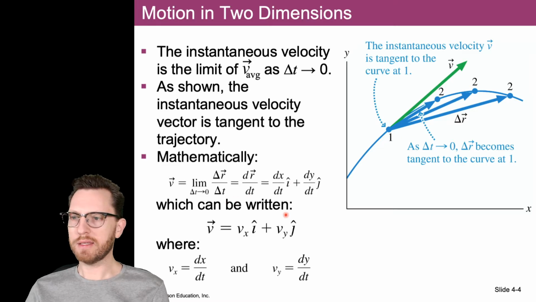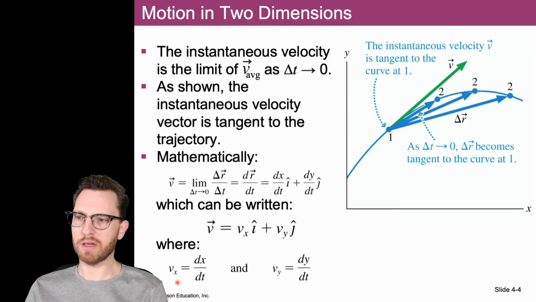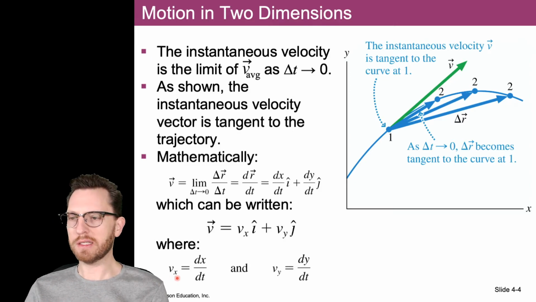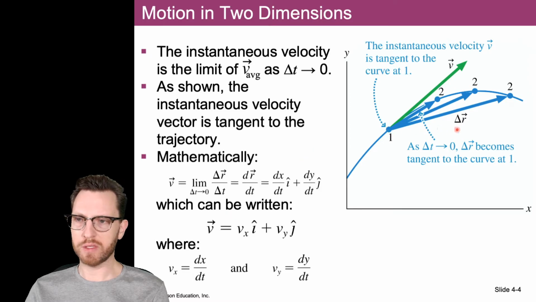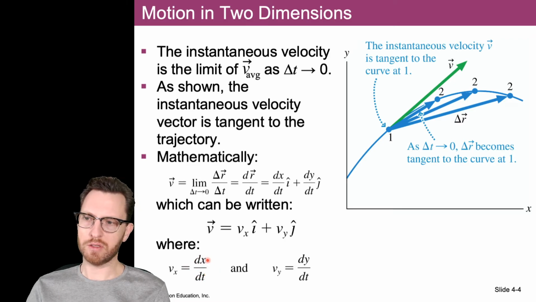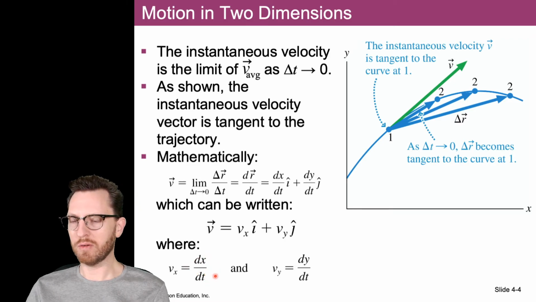We can write this simply as the velocity is equal to vx i plus vy j, where vx is the velocity in the x direction. So now I'm breaking that velocity vector up into its components. There's an x component to the velocity, the component of this velocity vector that points in the x direction. And that's just equal to the time derivative of x.